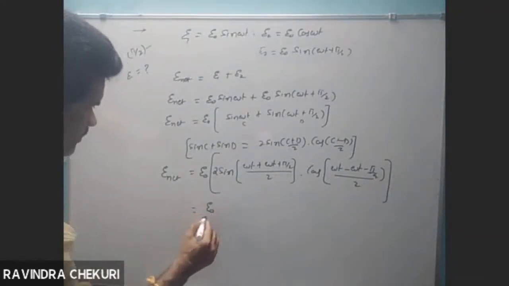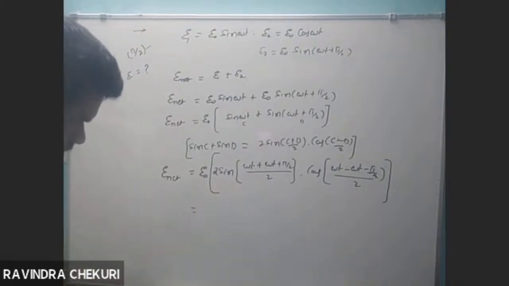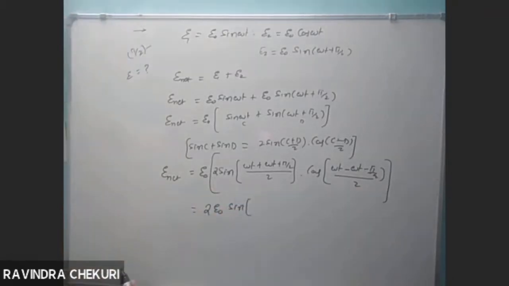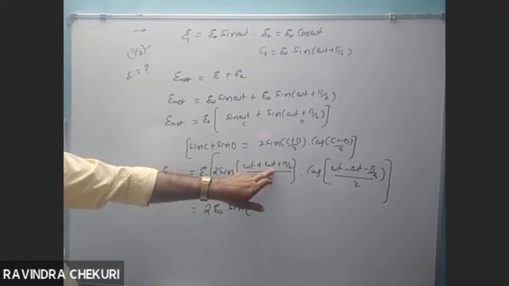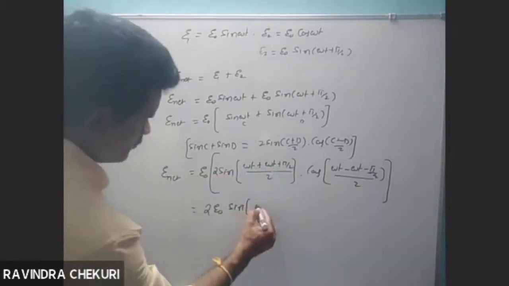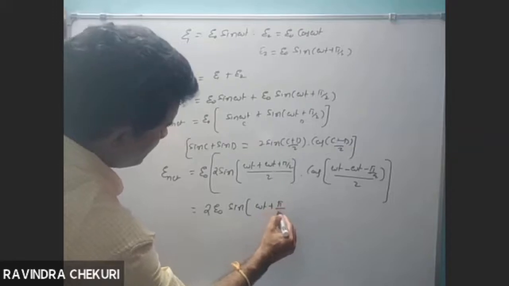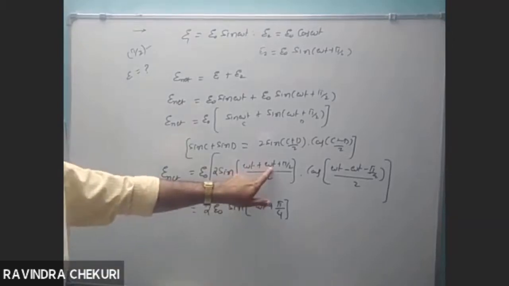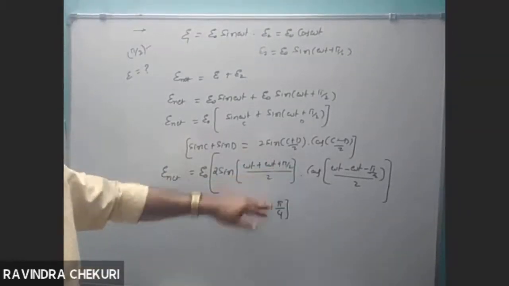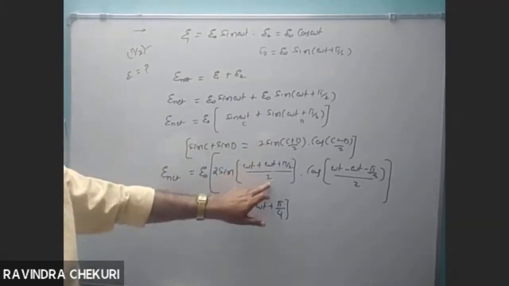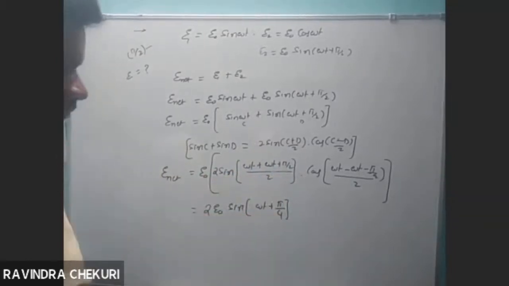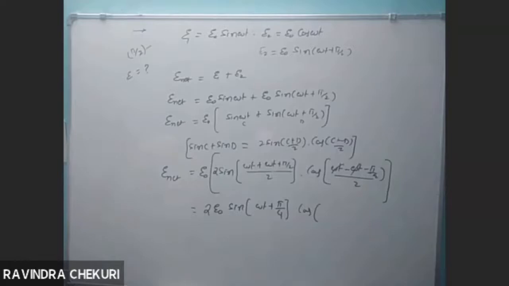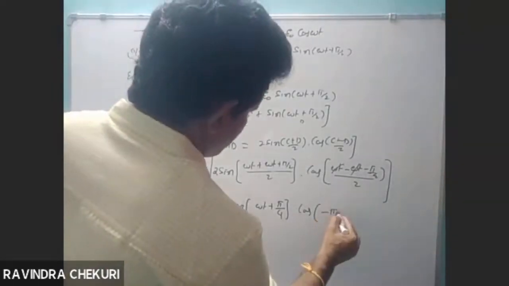So 2 E naught into sin of omega t plus omega t, 2 omega t plus pi by 2, divided by 2, gives omega t plus pi by 4. We have to divide these two angles by 2. In the cos term, omega t minus omega t gets cancelled, so cos of minus pi by 4.